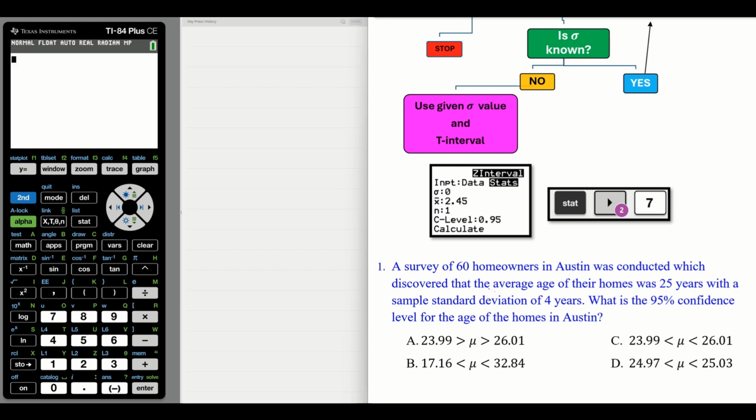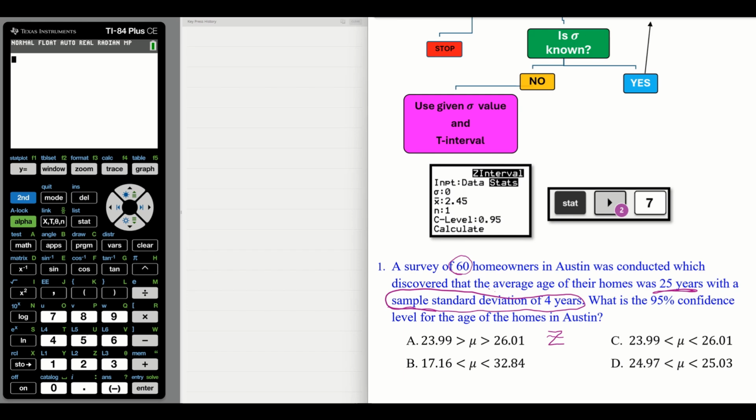So what are we looking at? We have a sample size greater than 30. We know immediately that we can use the Z interval because of that. And we do have our sample standard deviation. And here's our mean in years. Remember, all of this is about the years of the homes, not how old the homeowners are. So make sure you keep that straight.